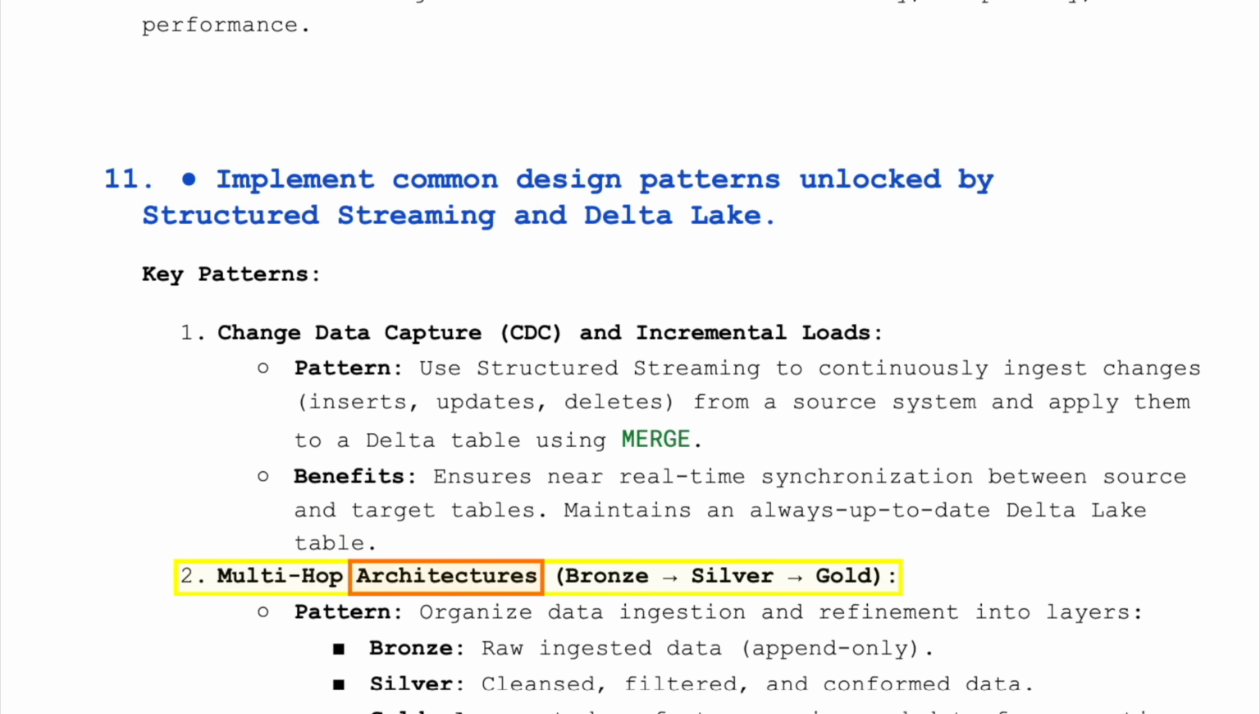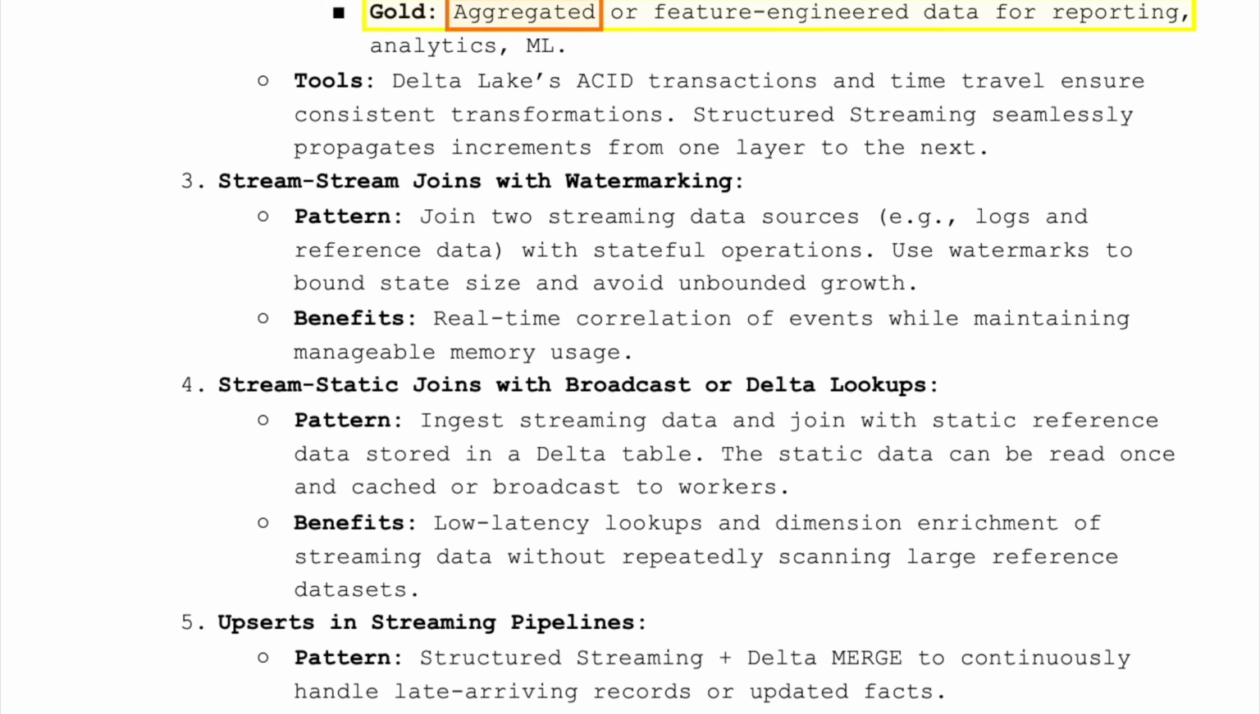2. Multi-hop architectures, bronze to silver to gold. Pattern: organize data ingestion and refinement into layers. Bronze: raw ingested data, append only. Silver: cleansed, filtered, and conformed data. Gold: aggregated or feature-engineered data for reporting, analytics, ML tools. Delta Lake's ACID transactions and time travel ensure consistent transformations. Structured streaming seamlessly propagates increments from one layer to the next.